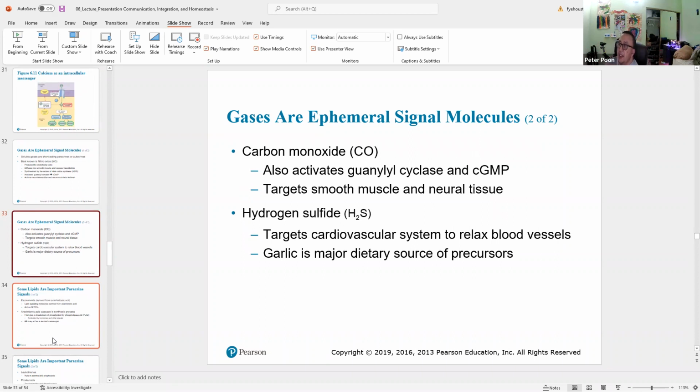Carbon monoxide is also a smooth muscle activator, but in very, very low doses. High doses of carbon monoxide kill you. Hydrogen sulfide helps the cardiovascular system relax blood vessels. Garlic is a major dietary source of this, which is why they tell you garlic is good for your heart. That's where the good-for-your-heart part comes from.